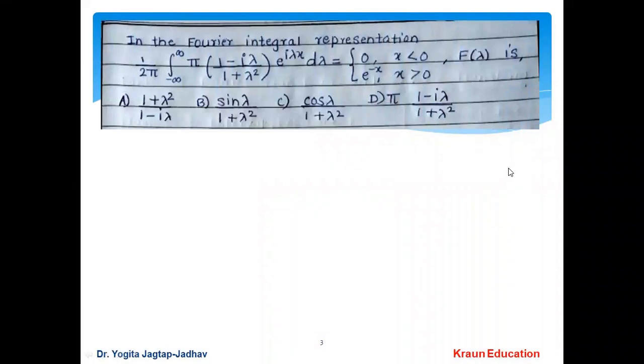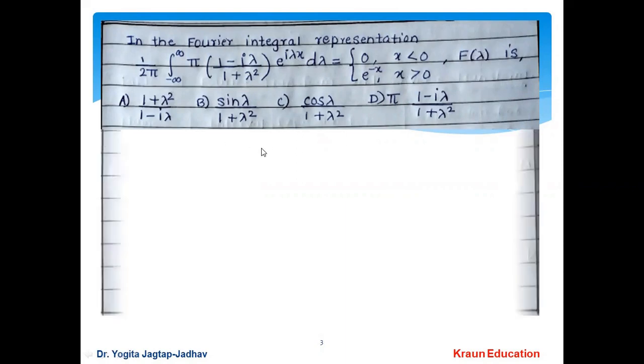Now look at the example. In the Fourier integral representation, 1 upon 2 pi integration from minus infinity to plus infinity pi times (1 minus i lambda) upon (1 plus lambda square) e raised to i lambda x d lambda equal to, this function is given, that is f of x. We have to find F of lambda.